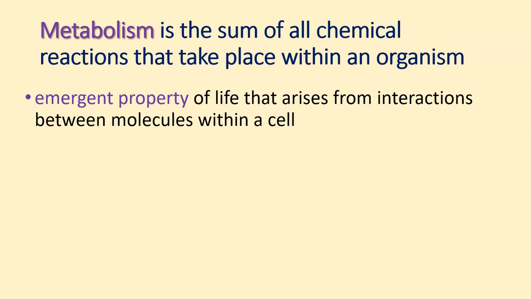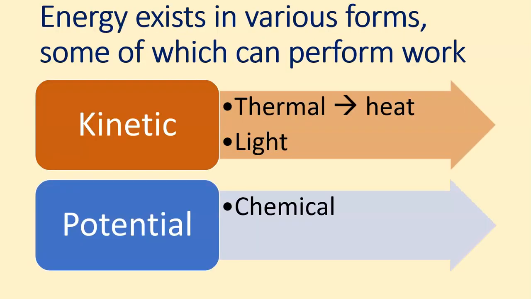Now, in order for an organism to metabolize and for those chemical reactions to continue, there needs to be a source of energy, a way for the organism and the cell to perform work. And there are different states that energy can take. Some of these states can be used directly to perform work, and some are there for storage purposes, but ultimately they can be converted into the form that can perform work. So we can look at energy in two major categories. We can put them as either kinetic energy or potential energy.